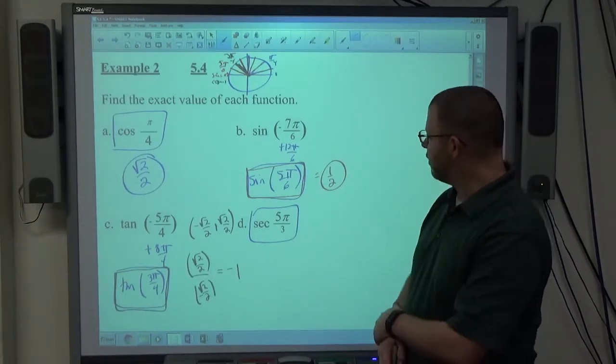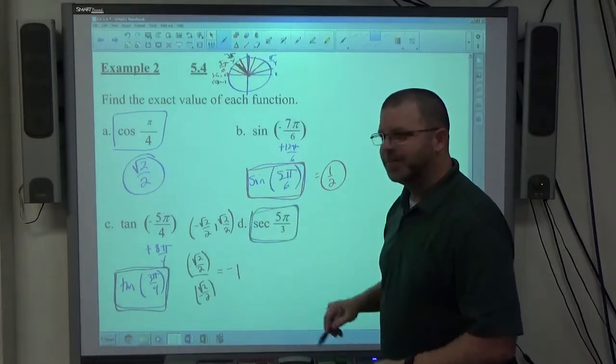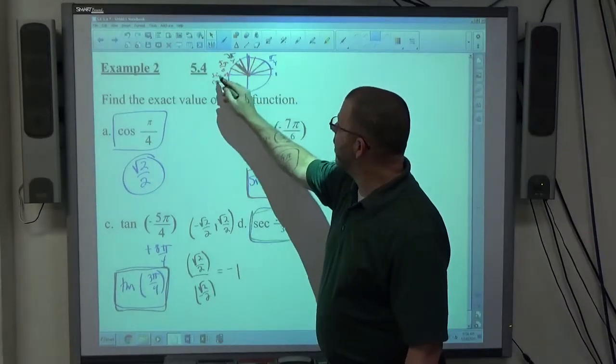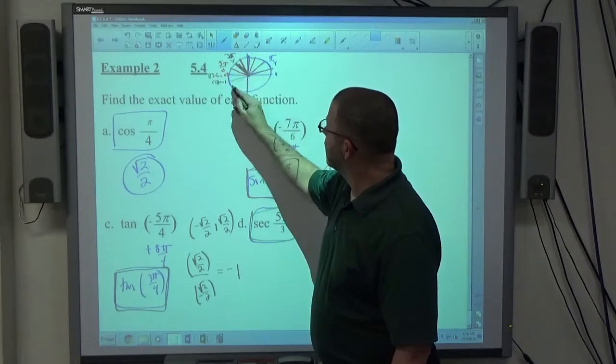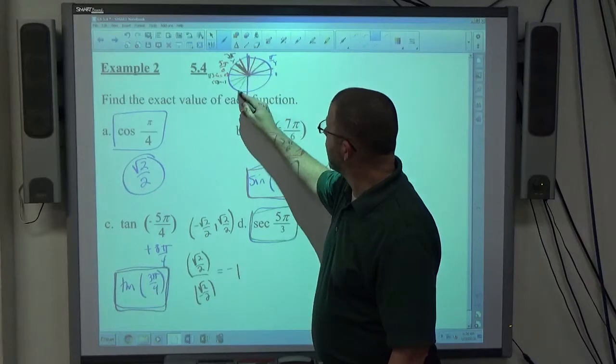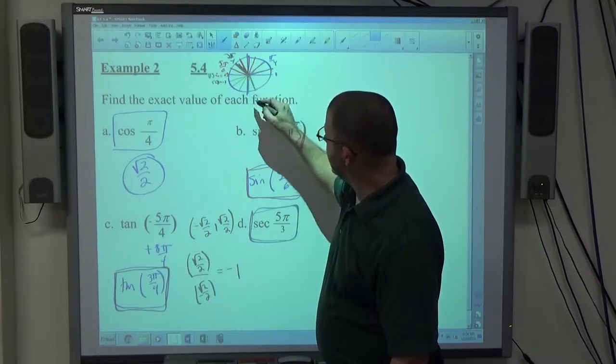And finally, secant of 5 pi over 3. That had to go all the way to 5 pi over 3, didn't they? All right, here we go. So we're already at pi right here, right? Yep. So that's 7 pi over 6. That's 5 pi over 4. That's 4 pi over 3. 3 pi over 2. 5 pi over 3 lives right there.